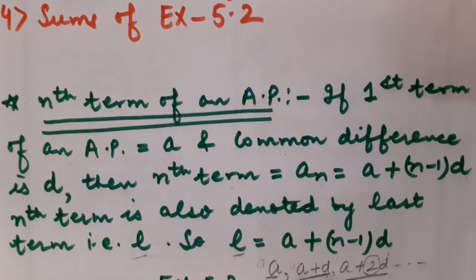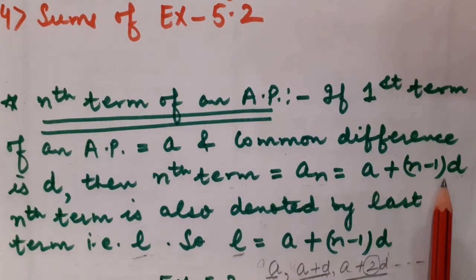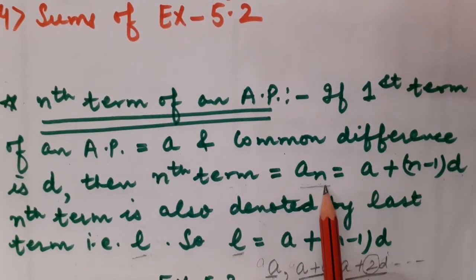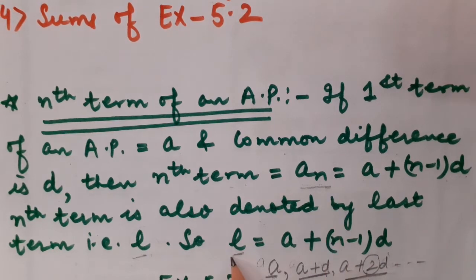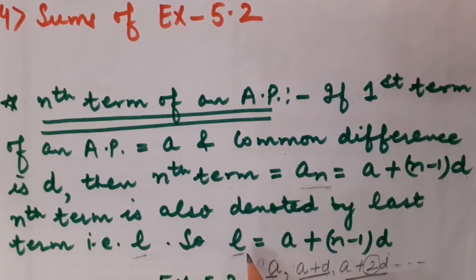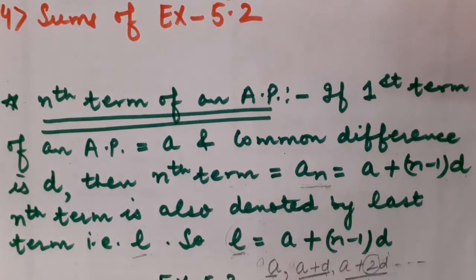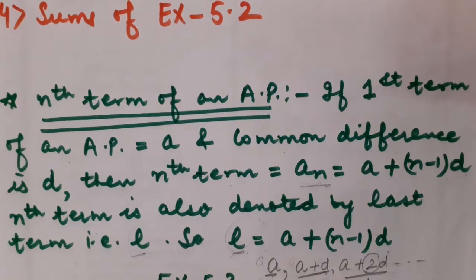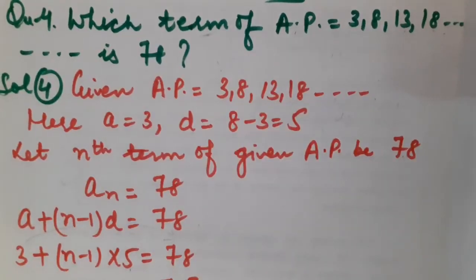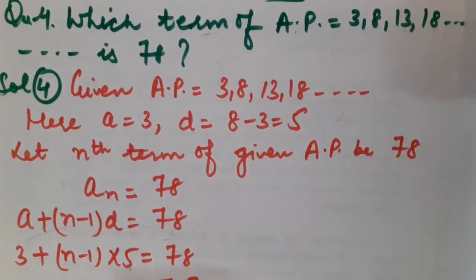Correct? So the same thing is written here. So An is equal to A plus (n minus 1) into D. An we consider as the last term of an AP. So what would be written in place of An? That is L. L is the symbol for the last term, is equal to A plus (n minus 1) into D. Correct, students? Now I am going to take some questions based on the nth term of an AP.